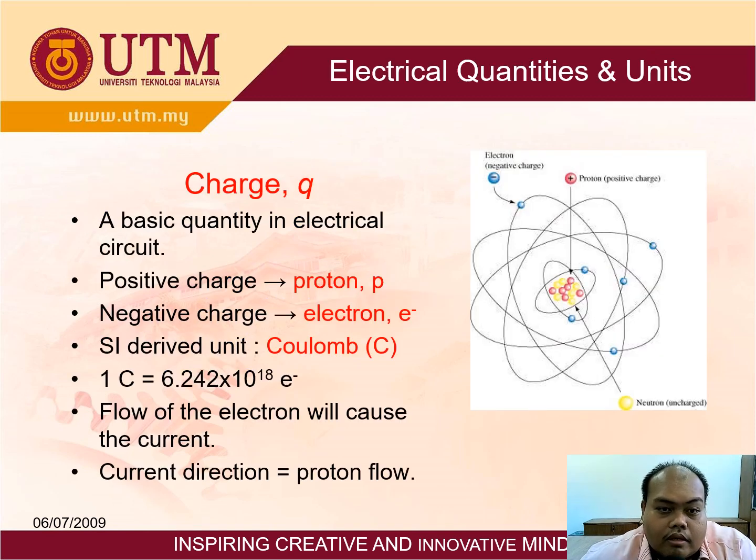So next we talk about charge, or we can also call it Q. It is the basic quantity in an electrical circuit. There are two types of charge, either positive or negative. And the SI unit is coulomb. You need to know how much is 1 coulomb, how many electrons make 1 coulomb. This is usually asked in the theoretical part, so you need to know it also.